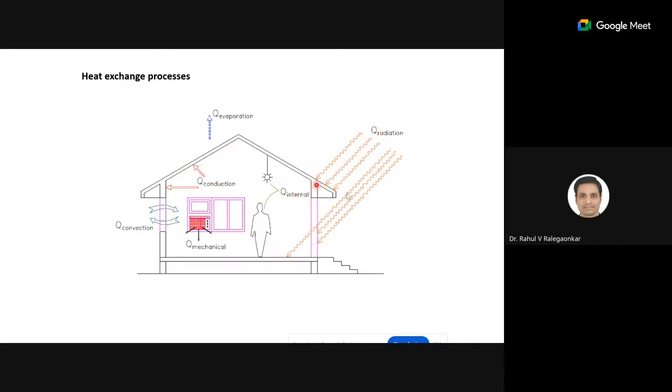So this is directly the heat which is incident on various surfaces. Because of solid materials, how do you control the Q for conduction? So the rate of heat transfer. And then convection is where your fluid, that is air, is involved.